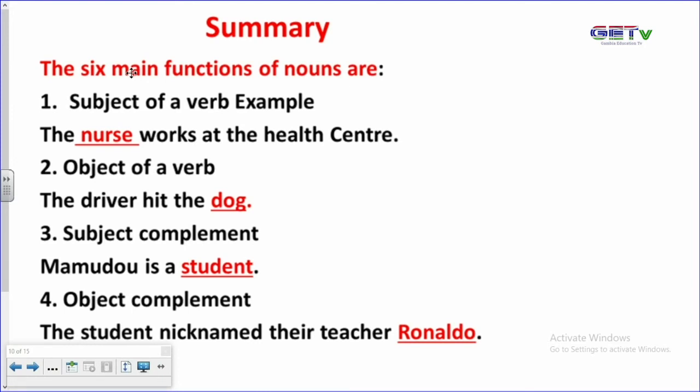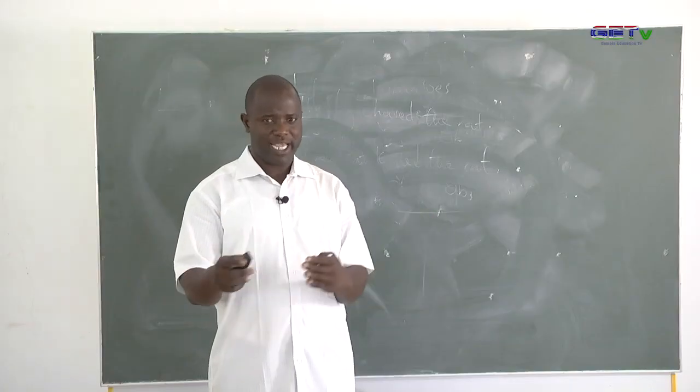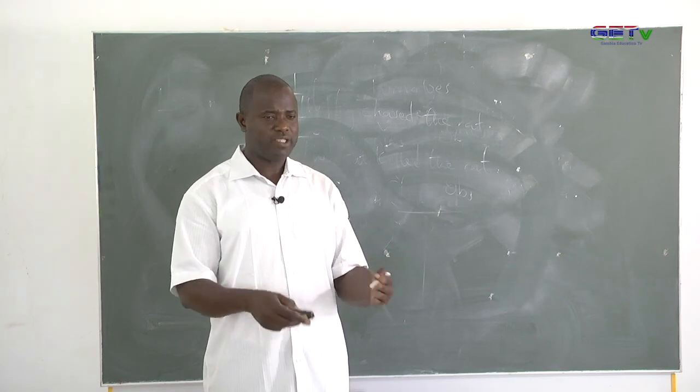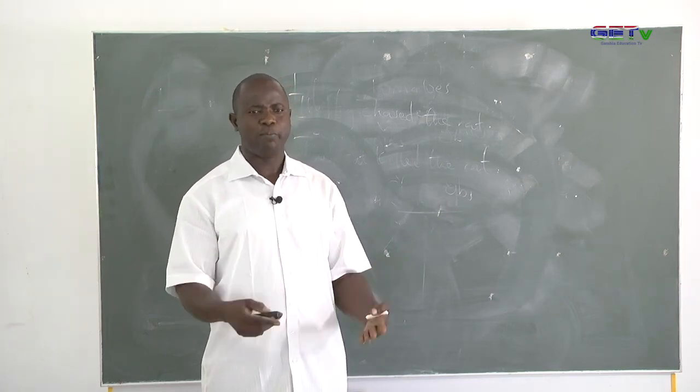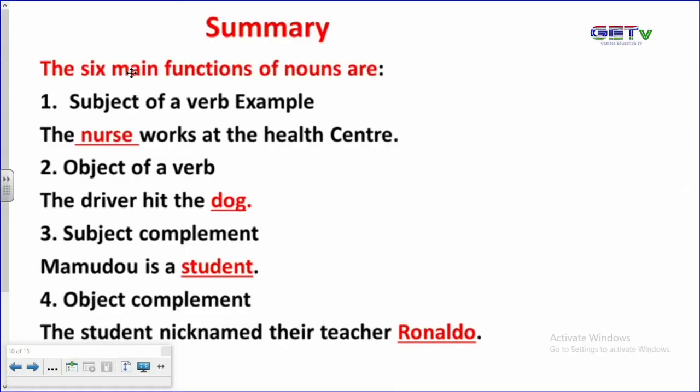But when we add a student, student as a noun would actually complete the meaning of the sentence. Therefore, you cannot say Momodu is and stop there. You need to say Momodu is a student, or Momodu is a footballer, Momodu is a teacher, Momodu is a lecturer, etc. Without this, we will not understand. So a complement basically completes the meaning of the subject or the meaning of the verb, depending.